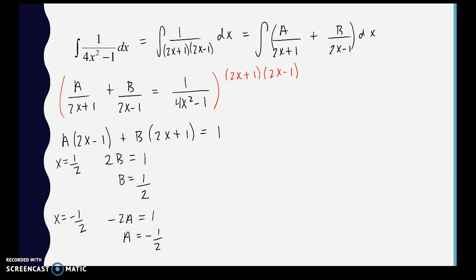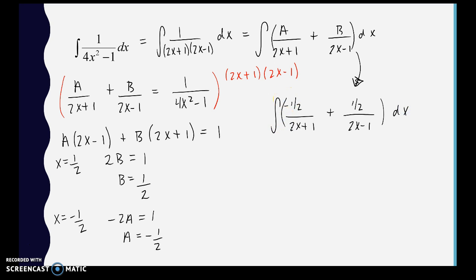So it gives me a value of a as negative half. So now that I have my values for a and b, I can come back and plug them into my decomposition. So my value of a is negative half. So I have negative half over 2x plus 1 plus b is a half, 2x minus 1 dx.